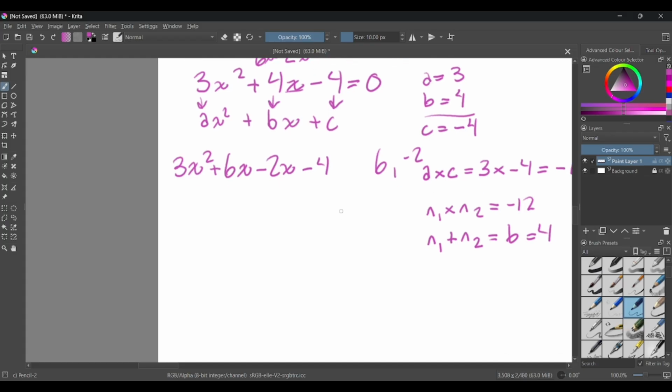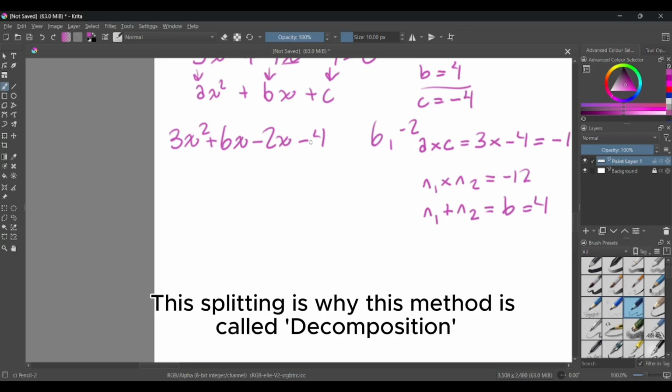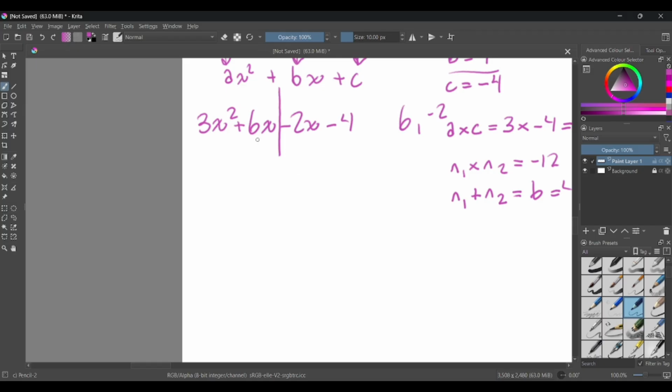So why have we split these up? Splitting these up is incredibly important because now what we can do is put a wall in between these two sides and think about these independently. So let's go to 3x squared plus 6x first.